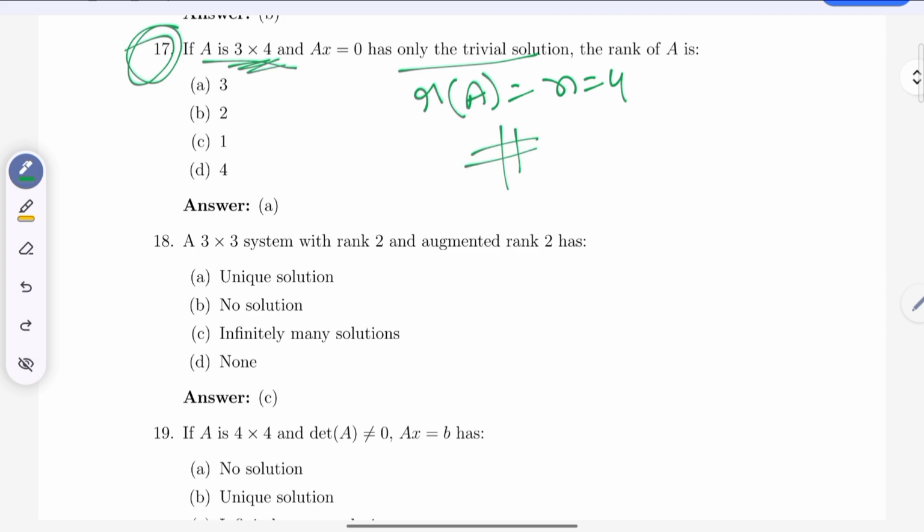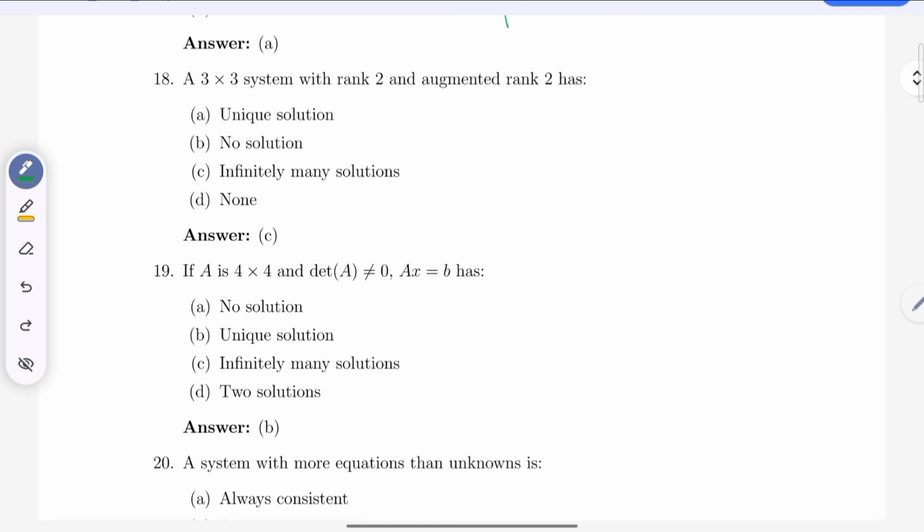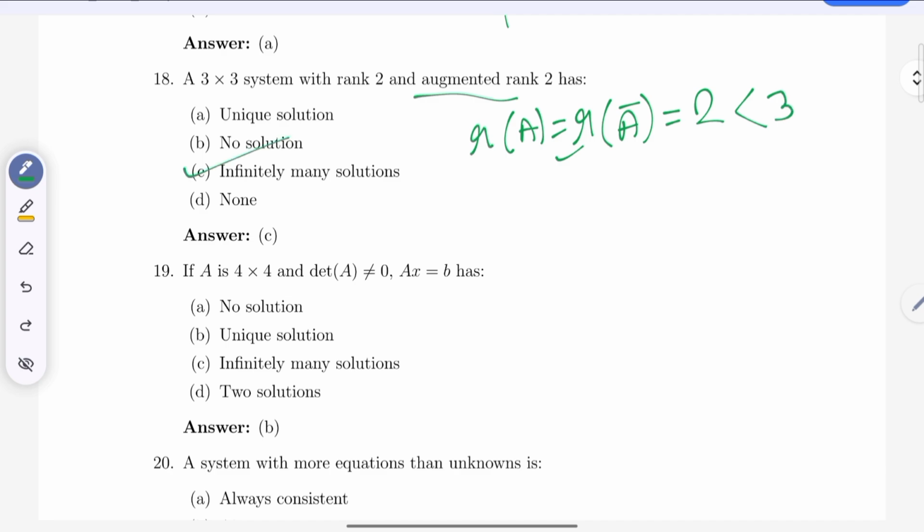Okay, for the next question, A is 3 by 3 system with rank 2 and augmented matrix rank is 2. So rank of A equal to 2 and rank of augmented matrix is 2. So both are same. But this is 2 which is less than 3. So the system is consistent but infinitely many solutions. If A is 4 by 4, det A is not equal to 0. Since determinant is not equal to 0, that means non-singular matrix. So rank is always full rank, that is 4. So unique solution exists.